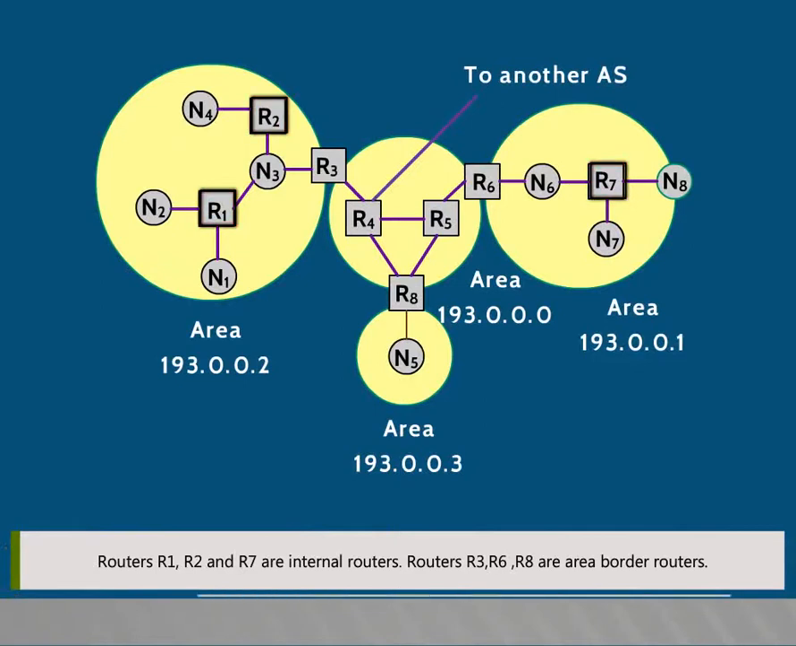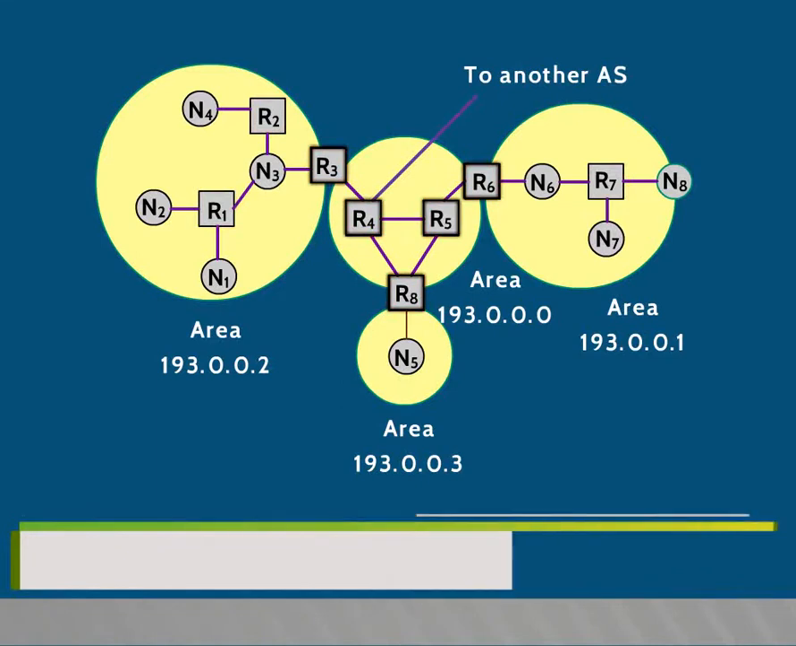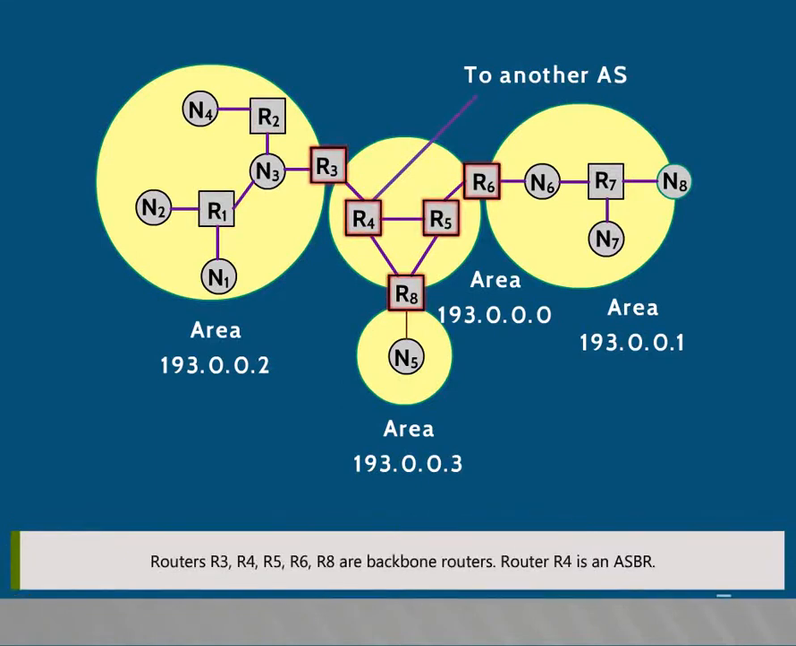Routers R1, R2, and R7 are internal routers. Routers R3, R6, R8 are area border routers. Routers R3, R4, R5, R6, R8 are backbone routers. Router R4 is an ASBR.